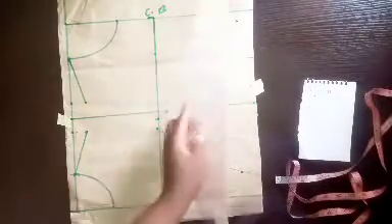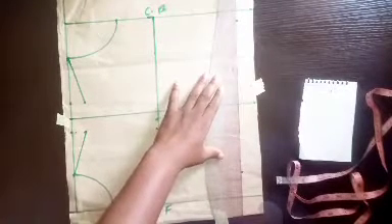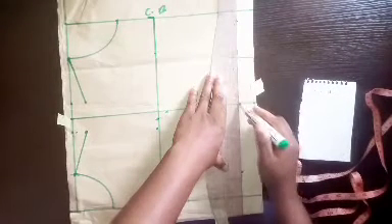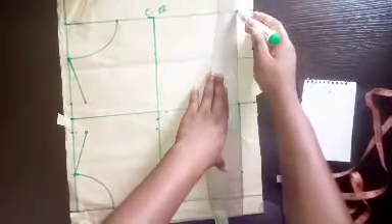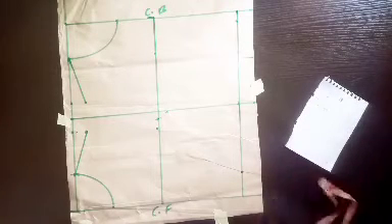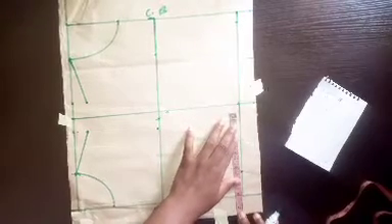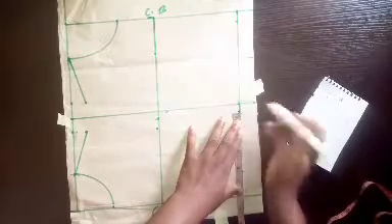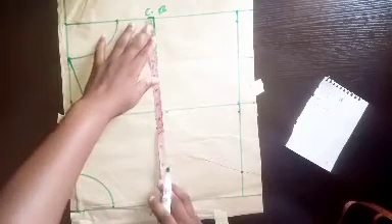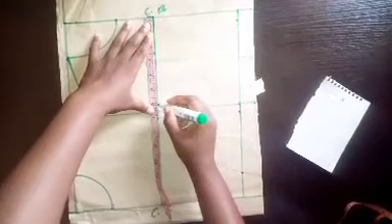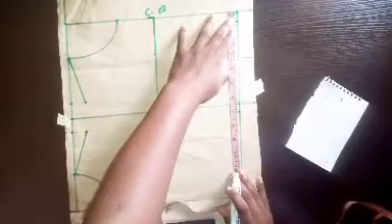Then I will connect it to have a straight line. I'm extending it to the back as well. This is our waistline, and the waist measurement is 24. 24 divided by 4 will give me 6 as well. I will mark the 6 from the center back as well, 6 inch, and the waist is 6 inch as well. I will connect it to have a straight line.